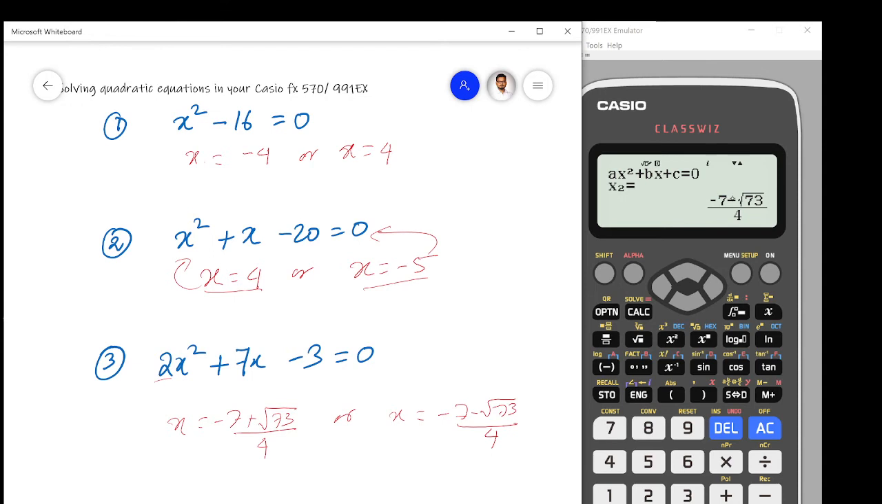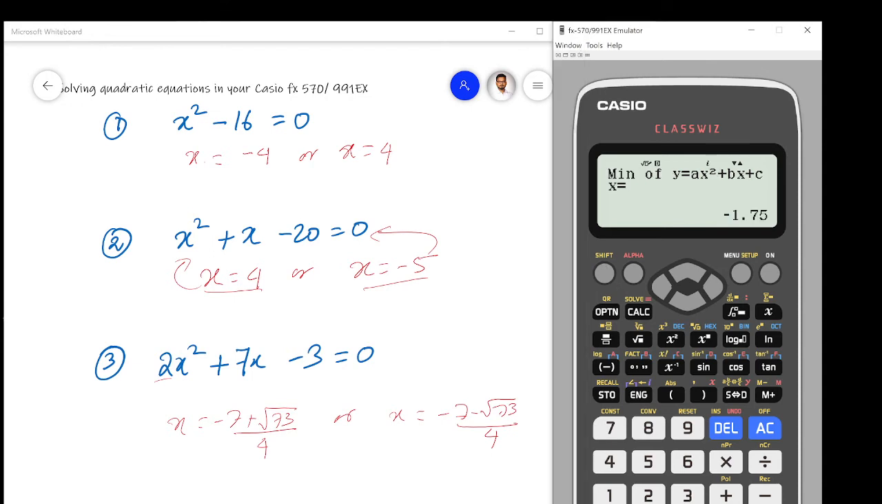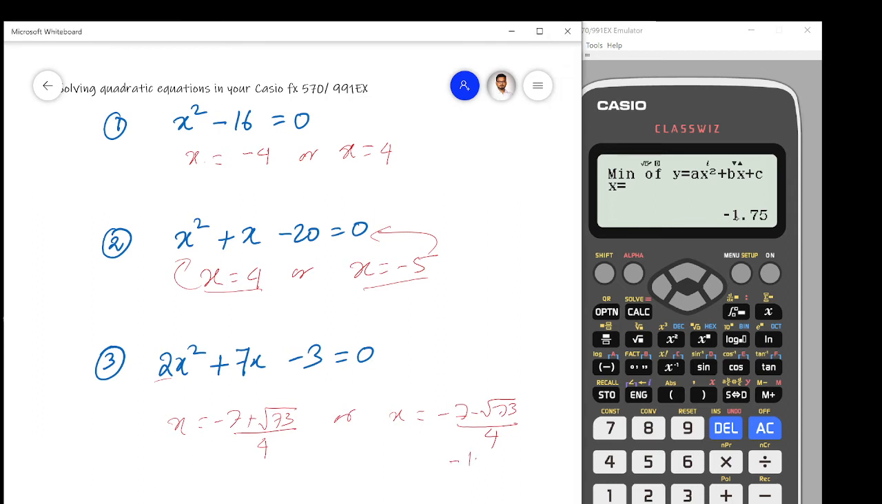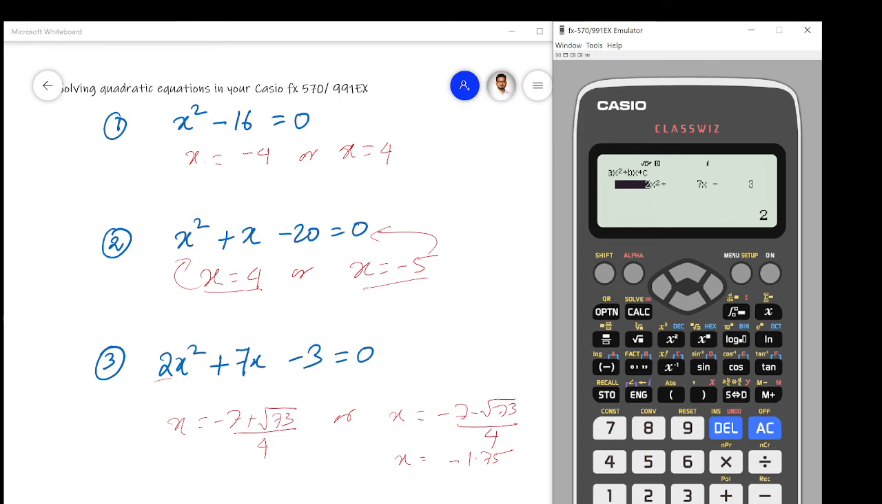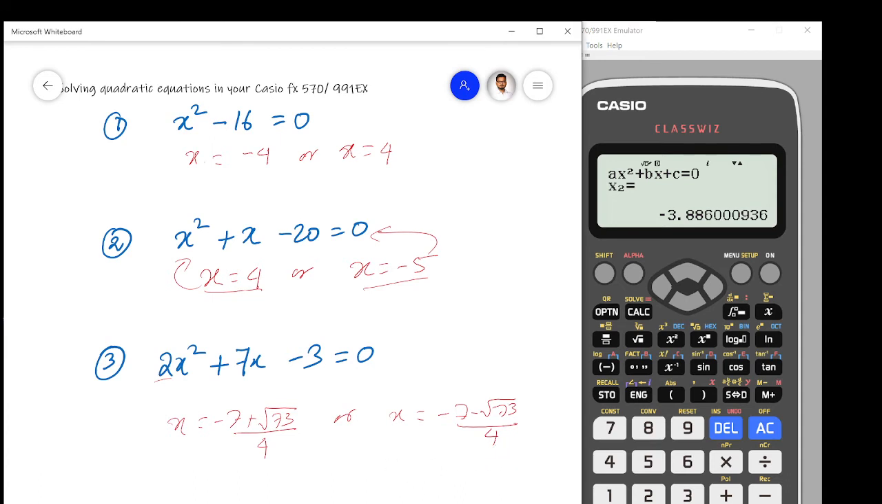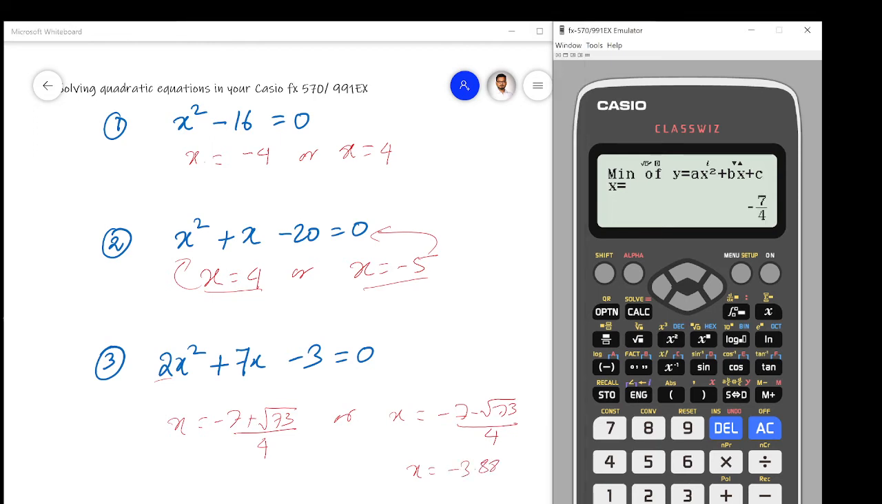You can also get a decimal answer. In order to do so, you just have to press shift and then press enter. This is my decimal answer, which is negative 1.75. Here, shift enter. Excuse me, I think my x2 came out to be negative 3.88, and we can find this value.